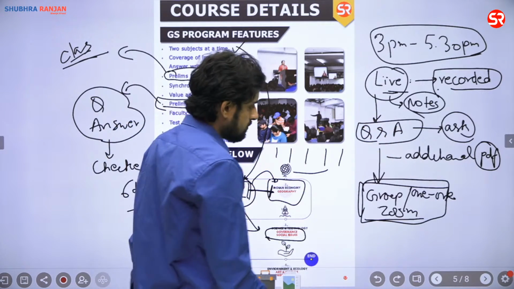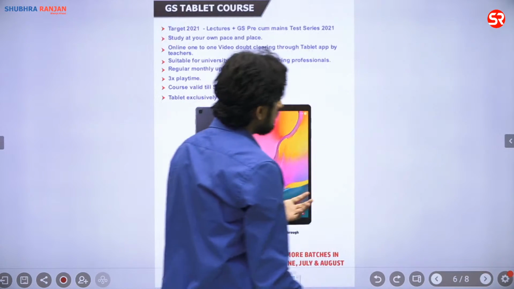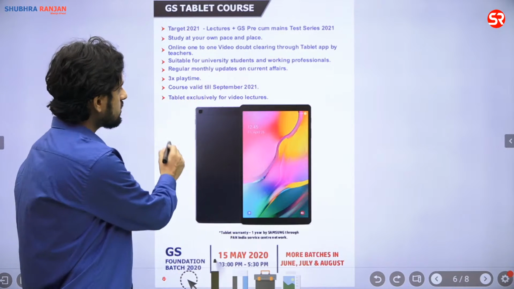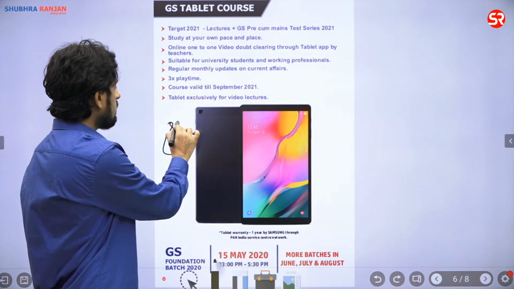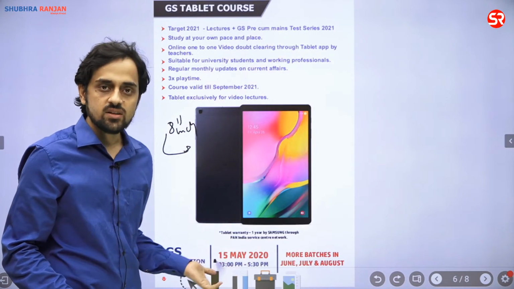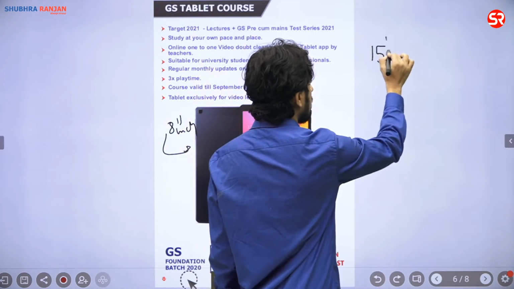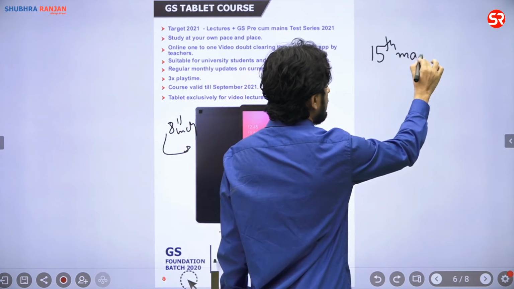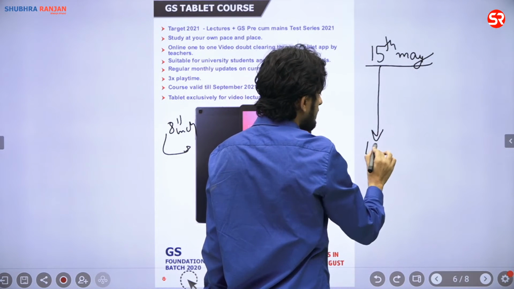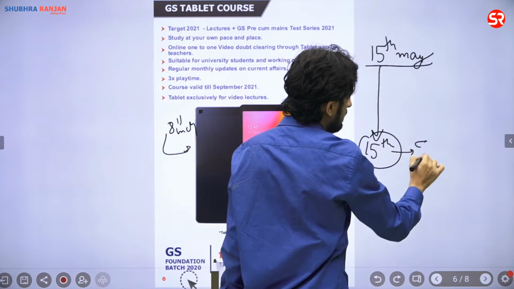Then last but not the least, there is another aspect: what are the technical specifications? It is going to be a Samsung 8-inch tab. Now, a lot of you have been asking a very wise question: how will you ship the tablets if you're going to start the course from 15th May? The course starts from the 15th of May, and the tablets we expect to ship to your home destinations only after 15 July.